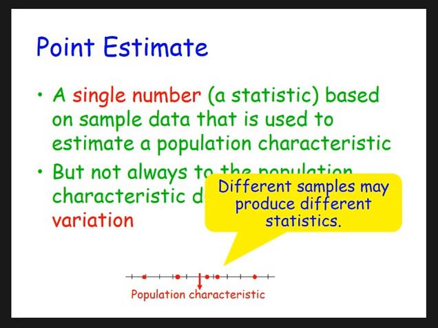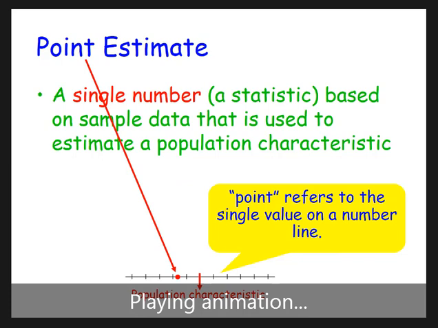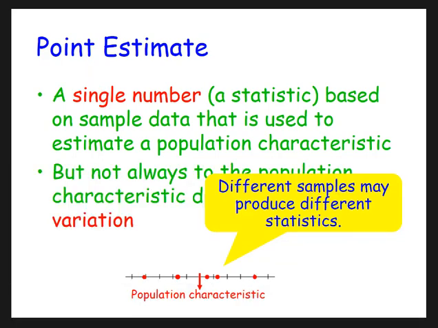Not always will that be equal to the population characteristic because there's variation in our samples. Remember, there's variation in that sampling distribution. So different samples will produce different sample statistics, so in other words, different estimates. Well, we don't like having different estimates because how do we know which one to use?